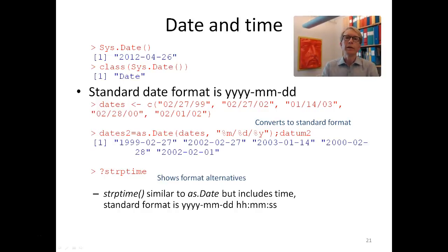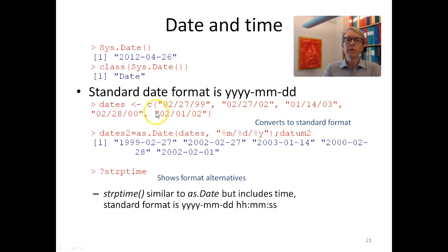But of course you could get data from elsewhere where the dates have a different format, and then you have to transform them into the native R date format. In this case we have data containing, as you can see, dates written as month, day, year, and separated by slashes.